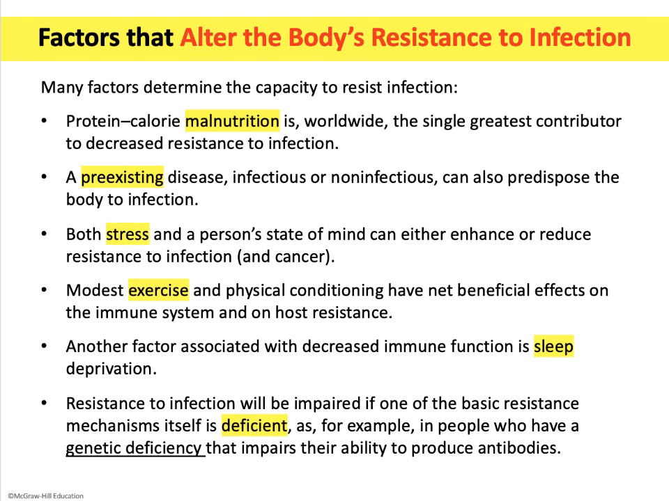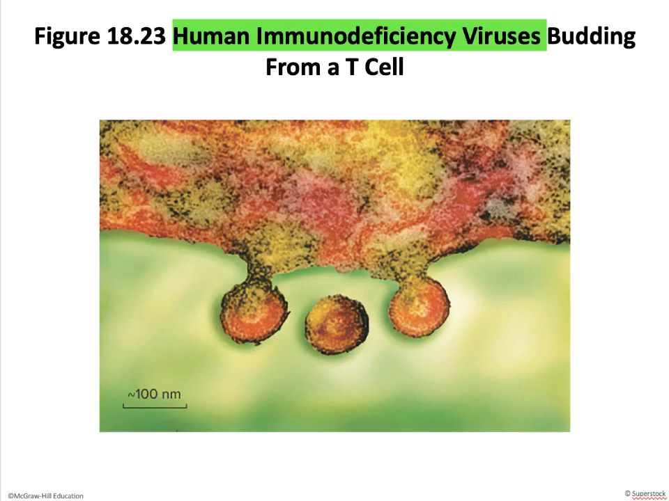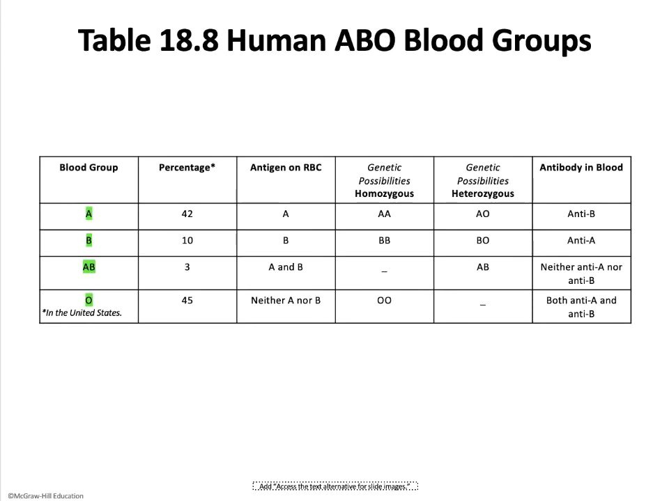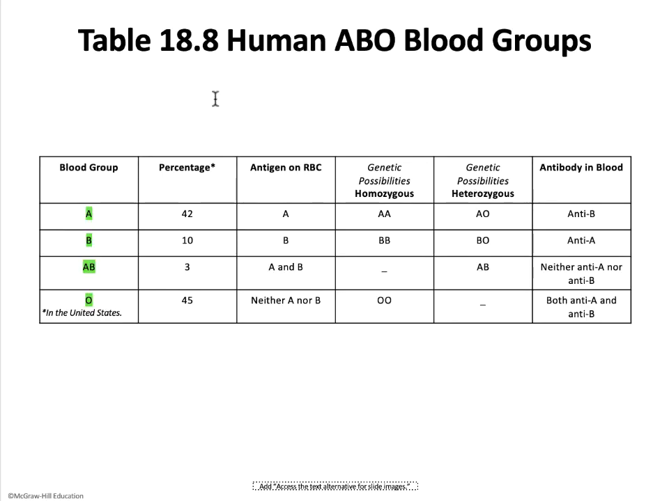susceptibility to infection. The last section of the chapter talks about immunodeficiency diseases, and even though these are exciting in themselves, we will not be tested on this material other than to know something about ABO blood groups and rhesus factor.